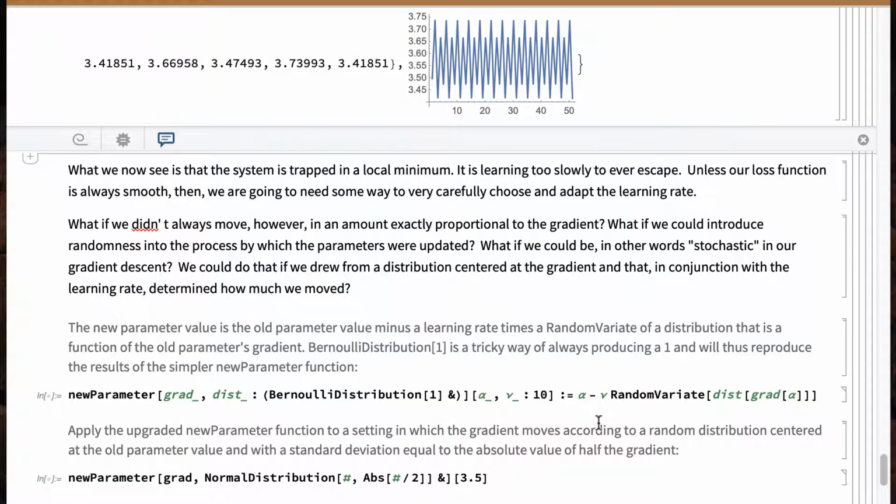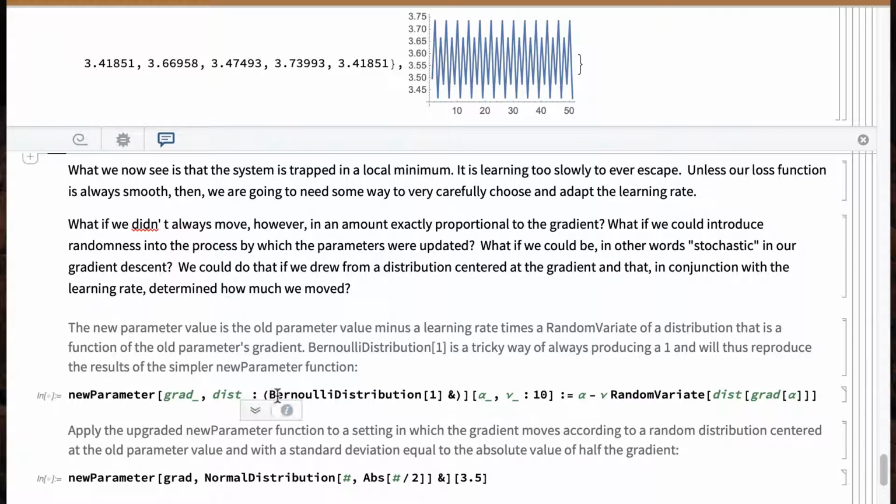What we really need is sort of the same idea that simulated annealing relies on, which is to introduce some randomness into all of this. And maybe instead of moving as a multiple of the gradient, what we should do is draw from a distribution centered at the gradient and then multiply that by our learning rate, and that's how much we move. So that distribution could actually have a negative value, and therefore you would move in the same direction as the gradient.